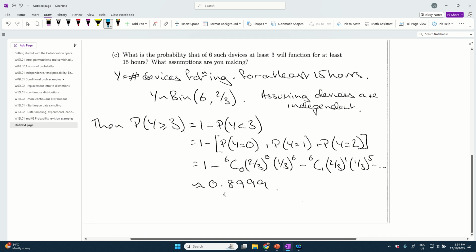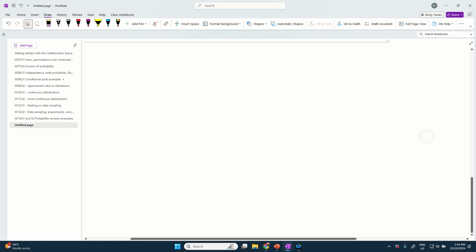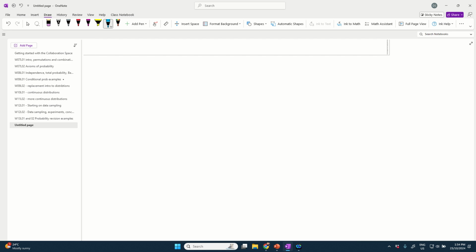devices, 3 of them will function at least 15 hours. We're also going to calculate the expectation and the variance, and we're also going to check that this is indeed a distribution. So let's just set ourselves up.